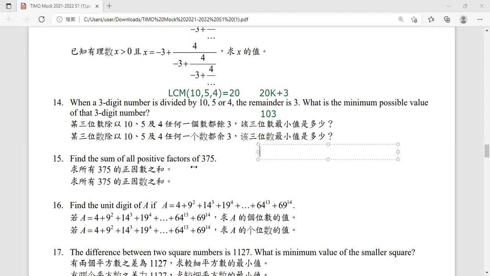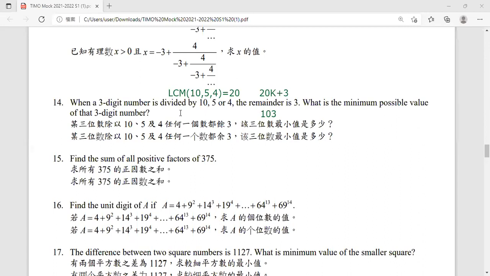Okay, 15. What's the problem? Which question are you confused about? Which question? Okay. Now I will explain this one further.